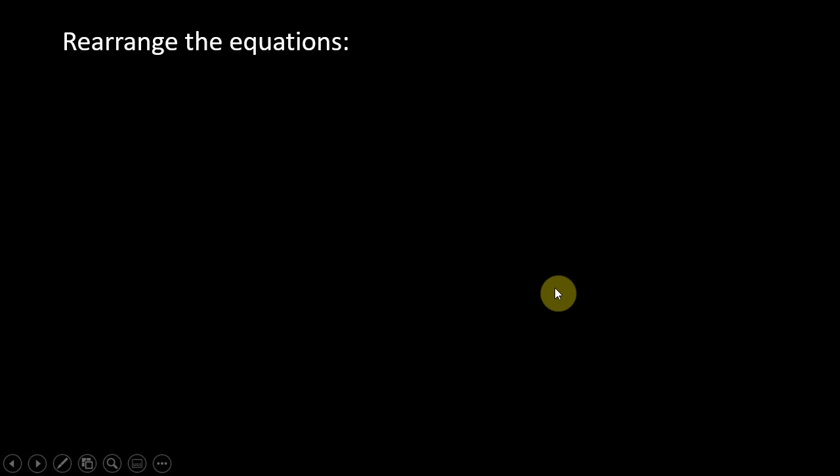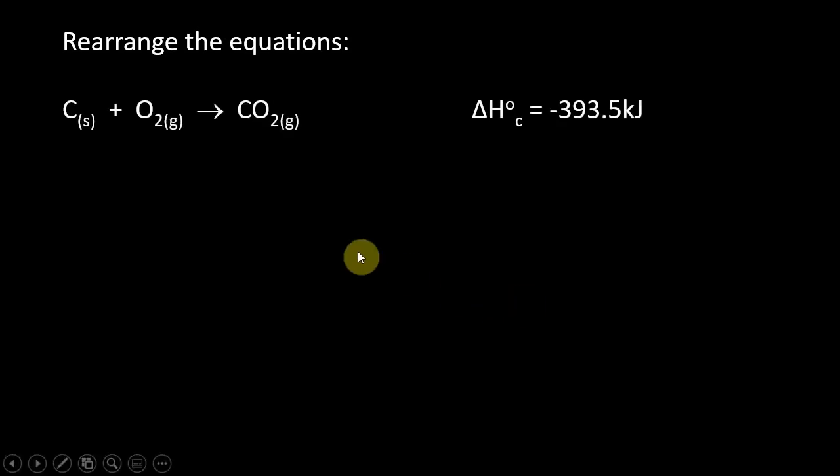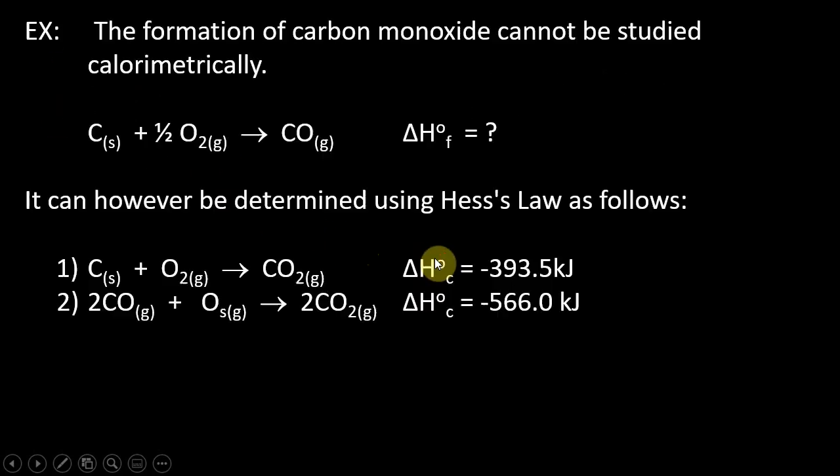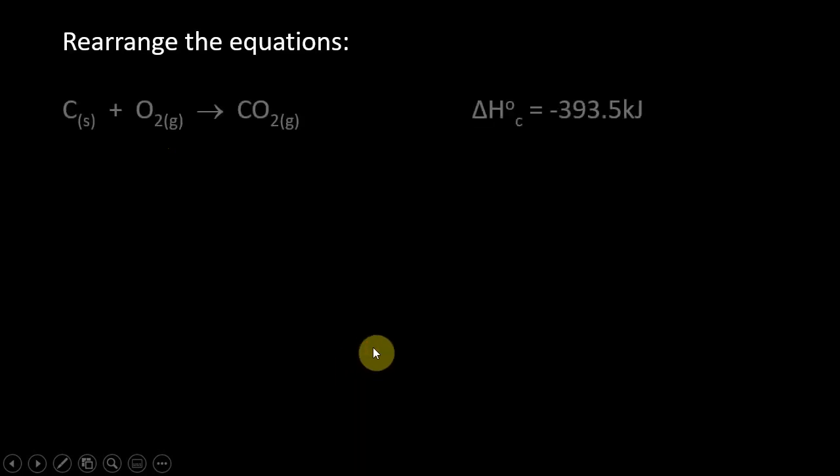So what we do is we rearrange those equations so that we build the desired reaction equation. So first of all, we have carbon and oxygen on the reactant side, carbon monoxide on the product side. So we want to rearrange these so we have that situation. So the formation of carbon dioxide, we can simply use that reaction the way it is because it gives us carbon and oxygen on the reactant side. We have CO2 on the product side, but we're not going to worry about that just now.